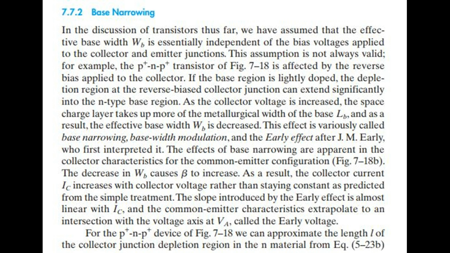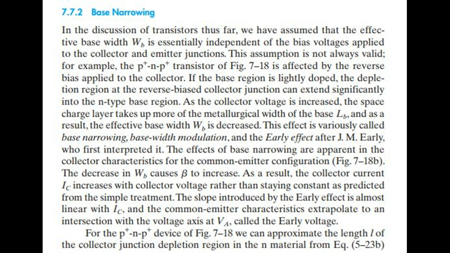Base narrowing. In the discussion of transistors thus far, we have assumed that the effective base width W_b is essentially independent of the bias voltages applied to the collector and emitter junctions. This assumption is not always valid. For example, the P+NP+ transistor of Fig 7.18 is affected by the reverse bias applied to the collector. If the base region is lightly doped, the depletion region at the reverse biased collector junction can extend significantly into the N-type base region. As the collector voltage is increased, the space charge layer takes up more of the metallurgical width of the base, L_b, and as a result, the effective base width W_b is decreased.